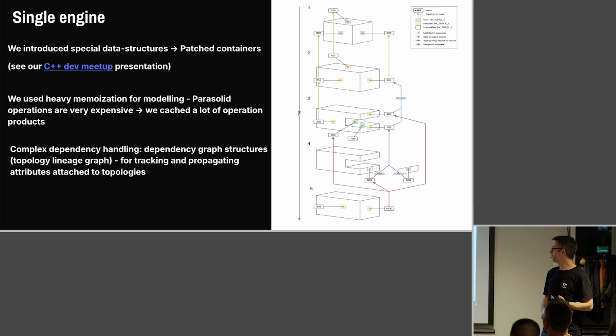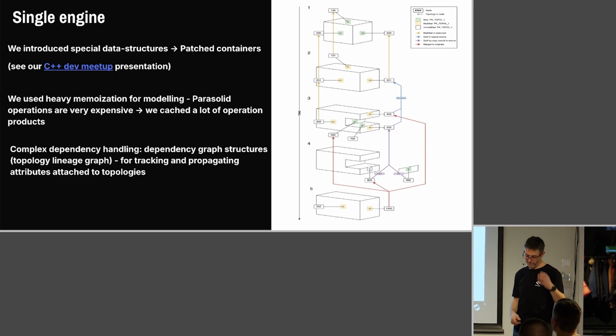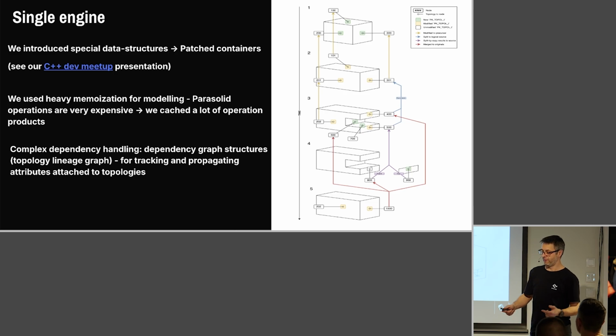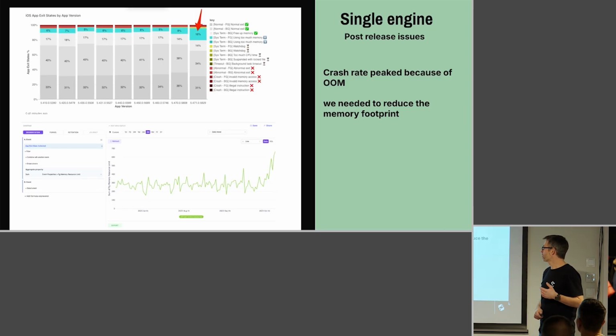We also needed to introduce a complex dependency tracking system with different dependency graphs. We call these topology lineage graphs, because those topology attributes are tracked throughout the model, throughout the history of how the model is changing. So these are just a couple of the solutions we needed to come up with. And then we released, right?